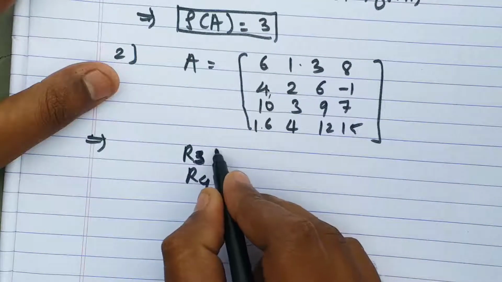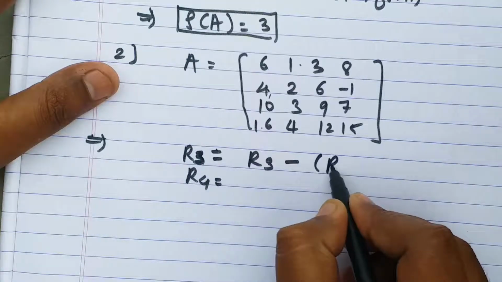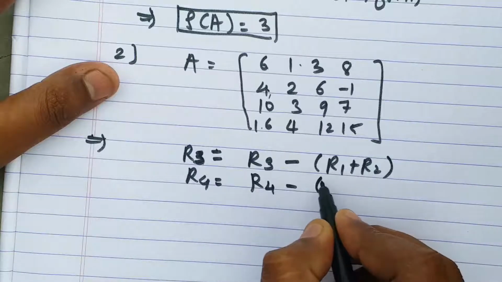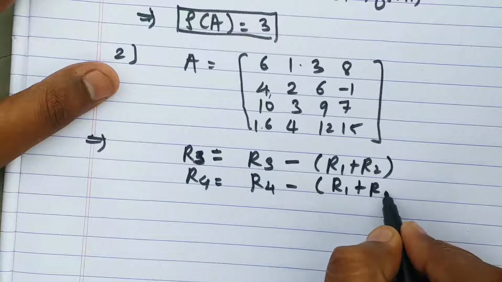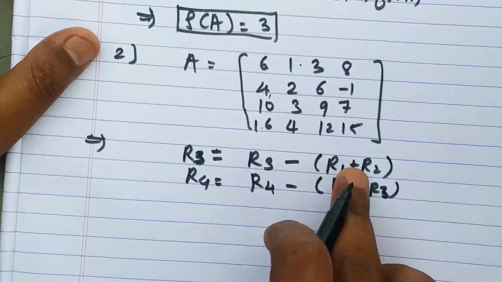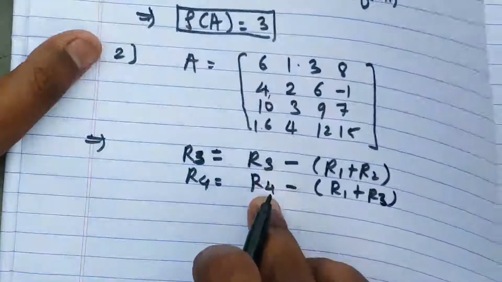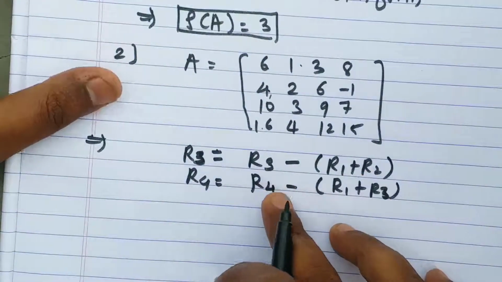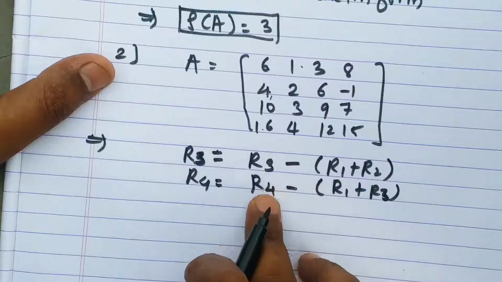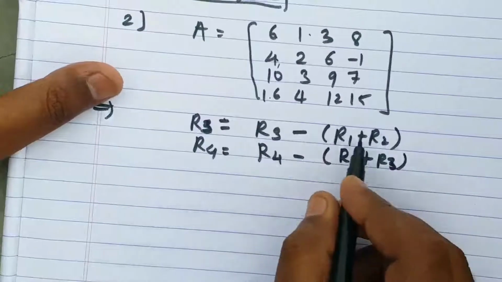So what transformations we need to perform? We need to subtract from R3 the addition of first two rows, and we need to subtract from R4 the addition of first and third row. If we perform these two operations in the beginning, we'll get two more rows, and from those two more rows we are subtracting these two rows. I have not done this separately, I have directly performed both operations together. That we can do.